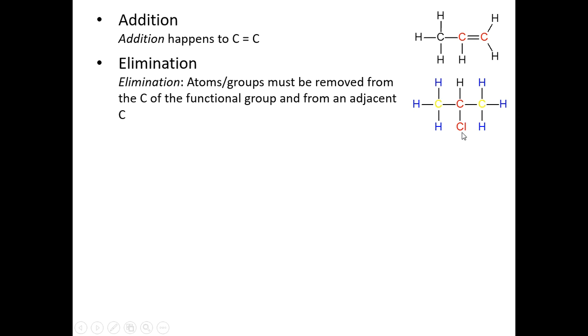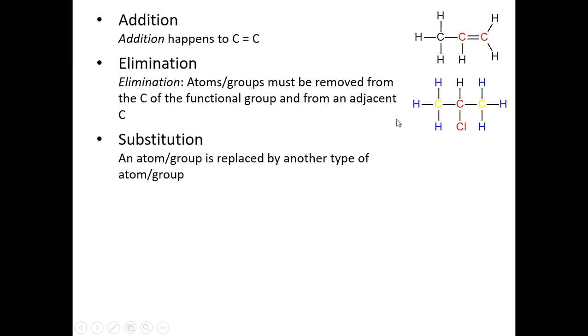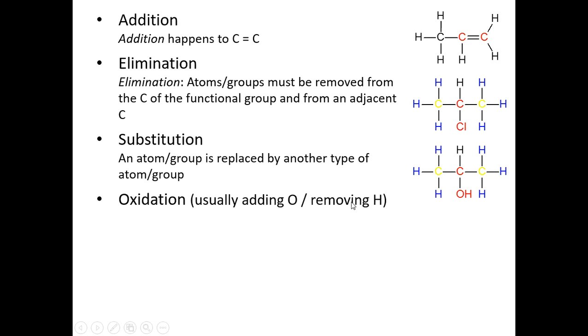I remove a small molecule like HCl, or if this was an alcohol, I could be removing water, HOH, H2O, to form that alkene. A substitution is when I replace. So I replace that Cl, say, with an OH. So nothing else in the molecule changes, only the group I've removed, and then I've put a different group on.